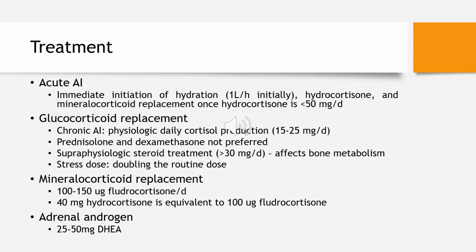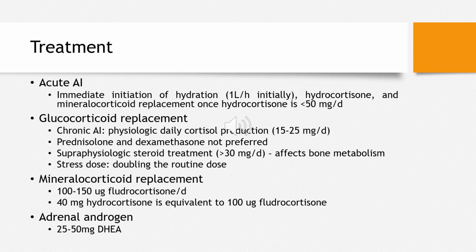For long-term therapy, the aim is to give replacement doses of hydrocortisone to mimic the normal cortisol secretion rate, that is around 15 to 25 milligrams per day. Patients on glucocorticoid replacement therapy should be advised to double their daily dose in the event of intercurrent febrile illness, accident, or mental stress such as an important examination. This is called the stress dosing.